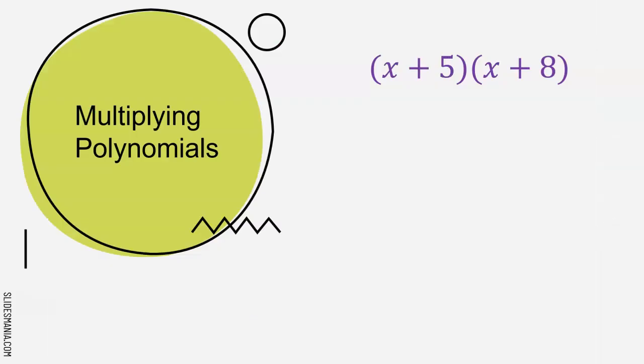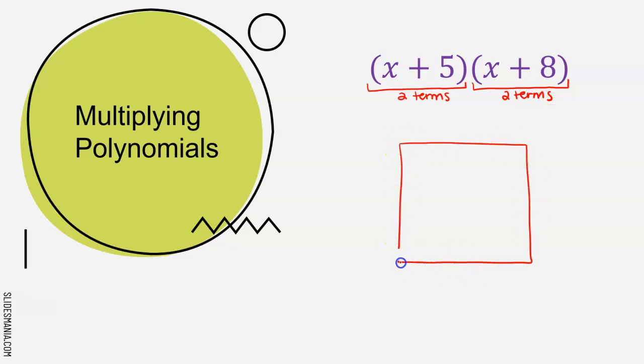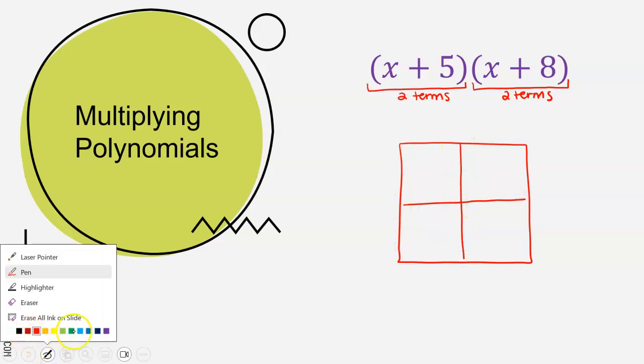All right, now we have a little bit different size polynomial. This is going to be done using the exact same strategies, but we're going to have a different sized box. So this first polynomial has 2 terms, and the second polynomial has 2 terms. So I am going to make a 2 by 2 box. This box is going to be otherwise known as a square.